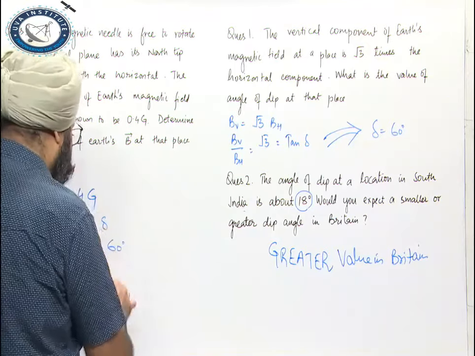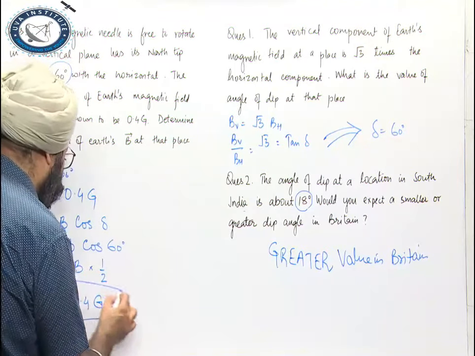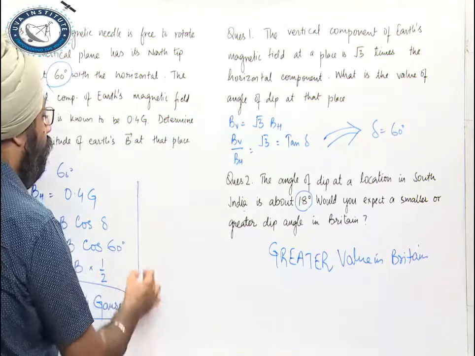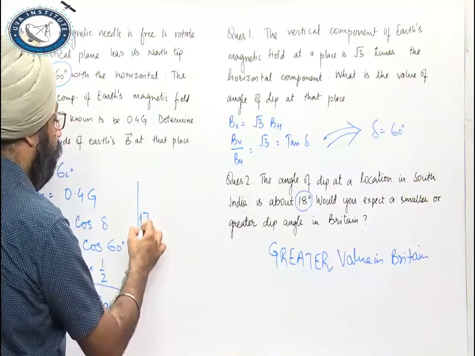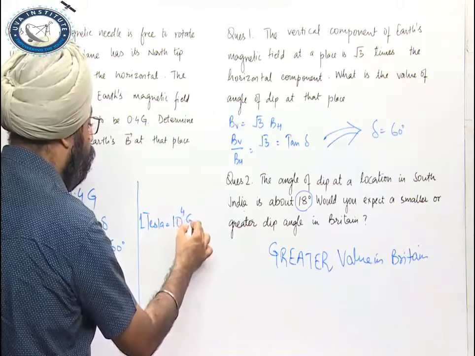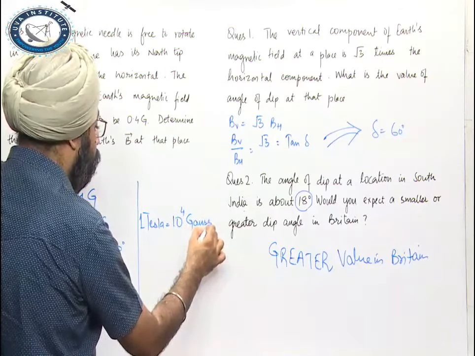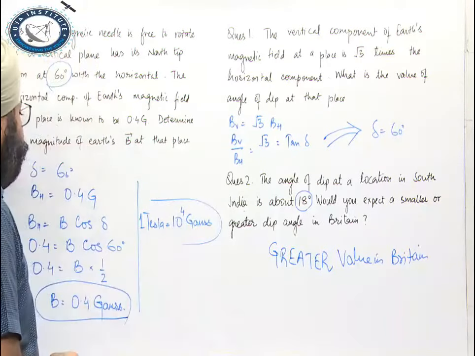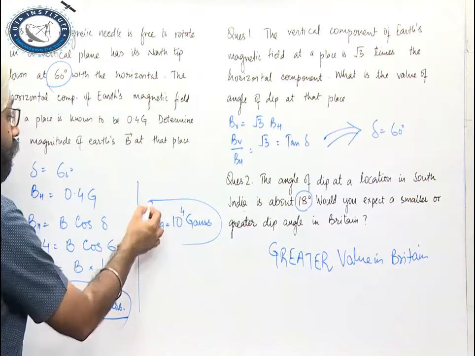Right? Now Gauss is a CGS unit of magnetic field, where 1 Tesla is 10 to the power 4 Gauss. It's a CGS unit. Just remember this.